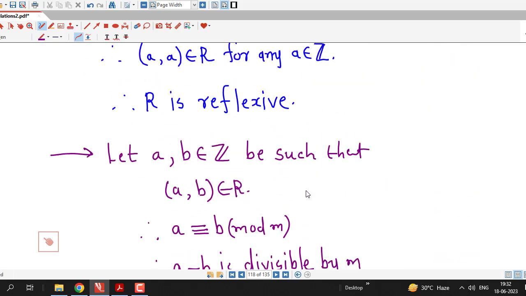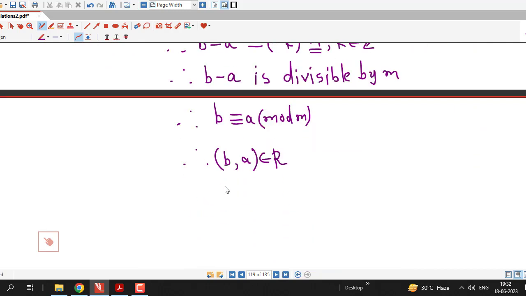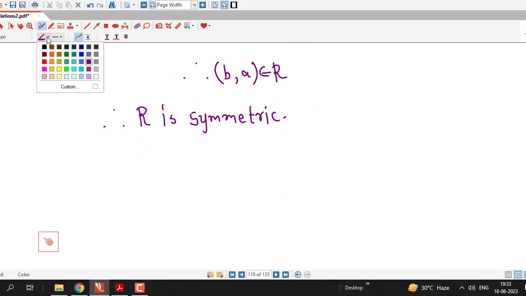So we started by considering arbitrary integers A, B such that A is related to B, and we have shown that B is also related to A. This means relation R is symmetric. So this is the second property required to prove the equivalence relation. And the last property is the transitive property.